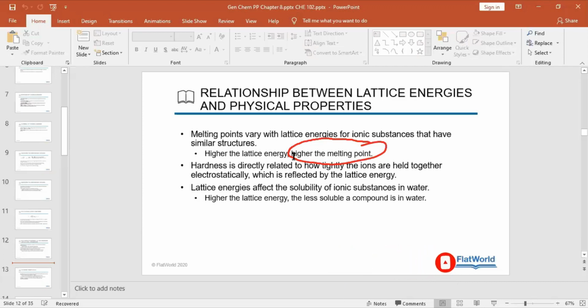Besides, lattice energy affects the solubility of ionic substances in water. So, the higher the lattice energy, the less soluble a compound is in water. We commonly, like in 101, said that like dissolves like. Organic substances require organic solvent.